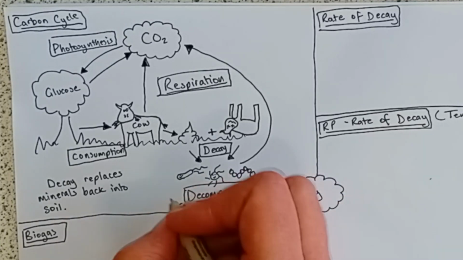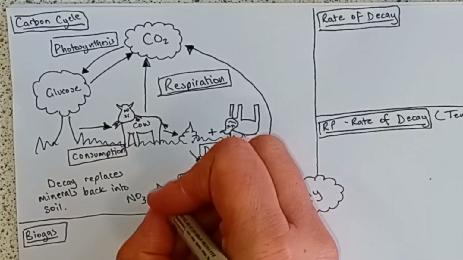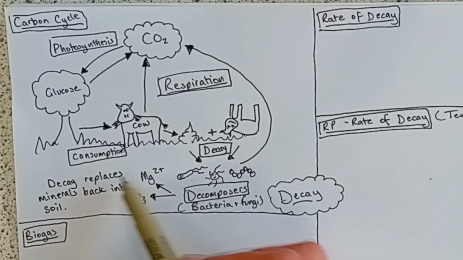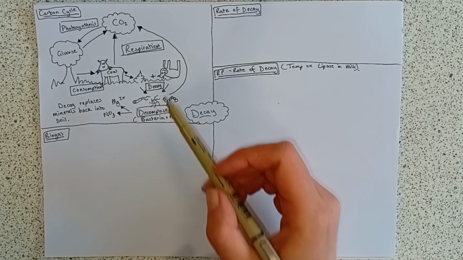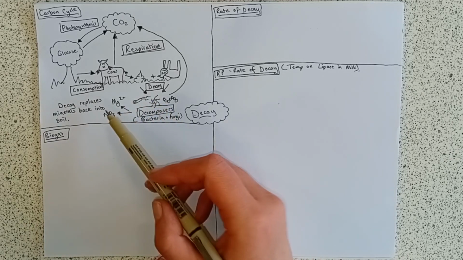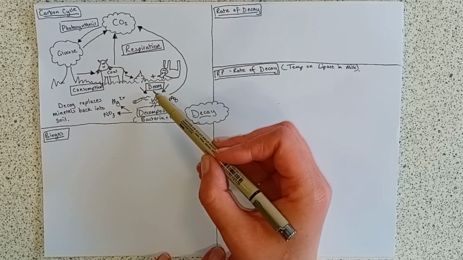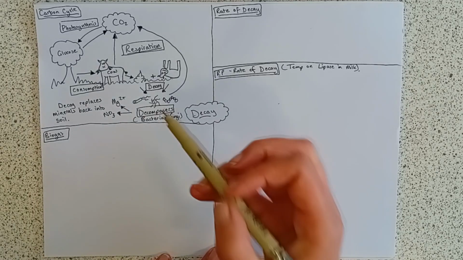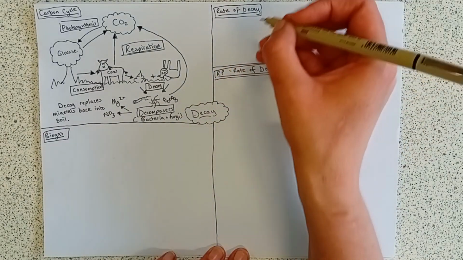So, for example, nitrates and magnesium ions will go back into the soil, and they're then in the soil, available for this tree to take up again there. So like I've said, decay is actually really useful, replacing minerals back into the soil. It can also be annoying because if it's fresh food, if it's meat or vegetation that we want to eat, we don't want it to decay. We want to keep it fresh. So the rate of decay is important.